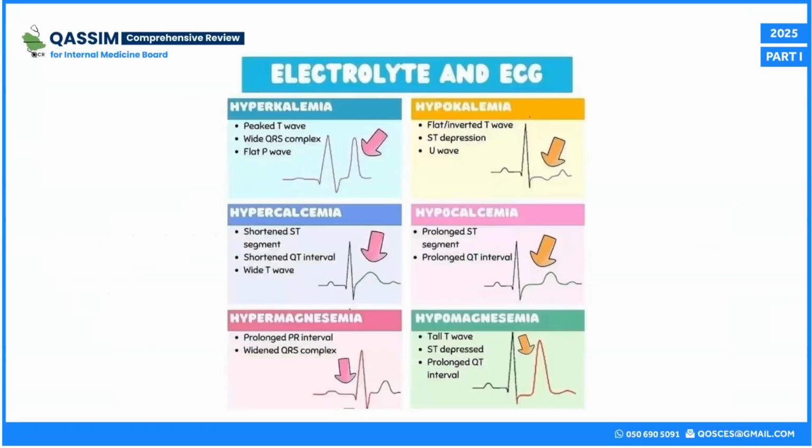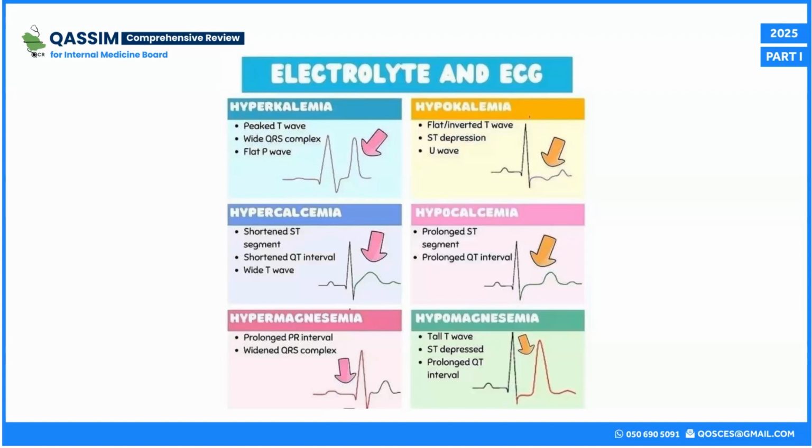Other electrolytes tend to cause their own changes in the ECG. As we said before in the QT segment, hypocalcemia and hypomagnesemia tend to cause a QT prolongation. And the opposite tends to happen in a patient with hypercalcemia. They will have a shortened QT interval with a wide T wave, and with hypermagnesemia as well. This tends to apply in any patient.